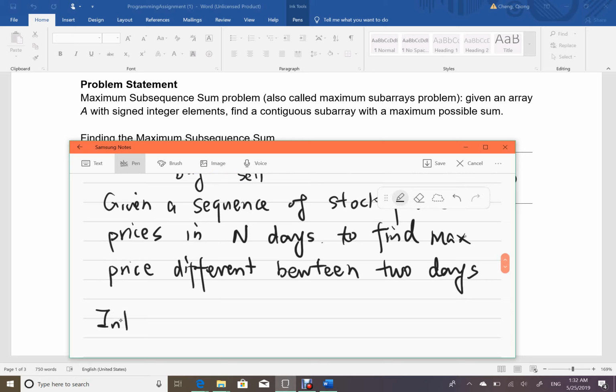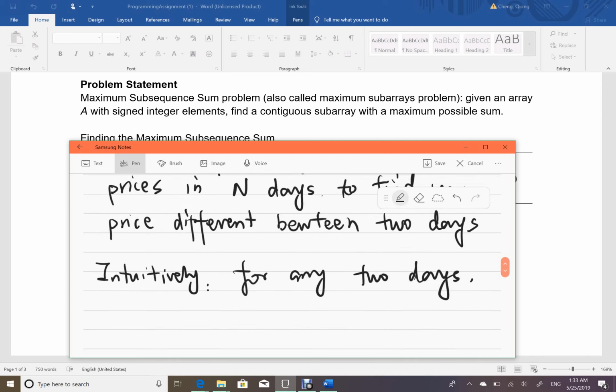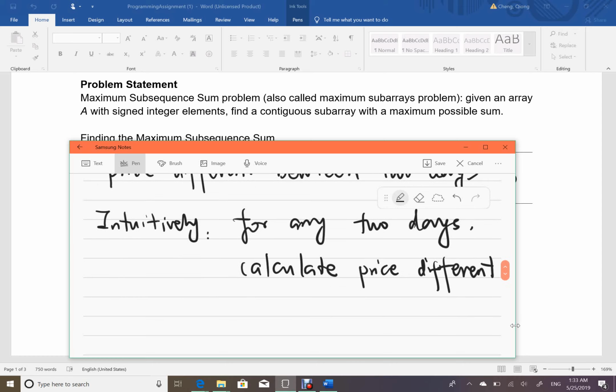Intuitively, for any two days, calculate the price difference. You buy on one day and sell on the second day. And such that if we have n points, we have n choose 2 pairwise days.